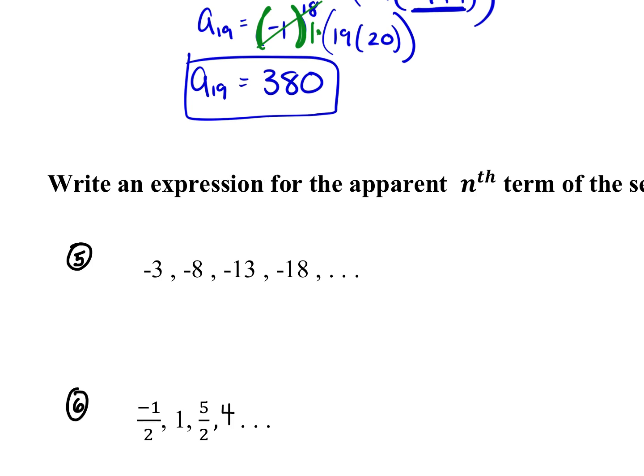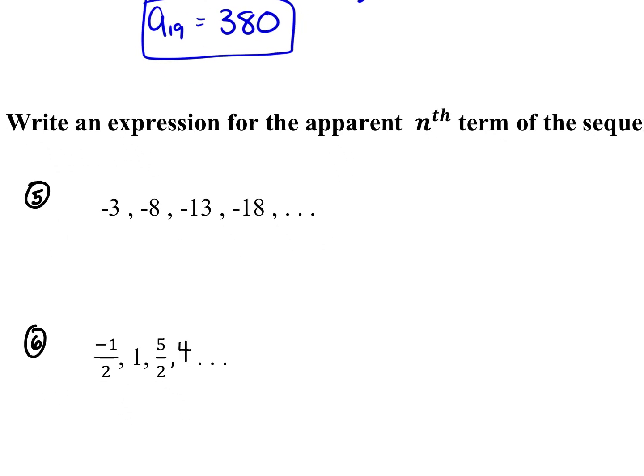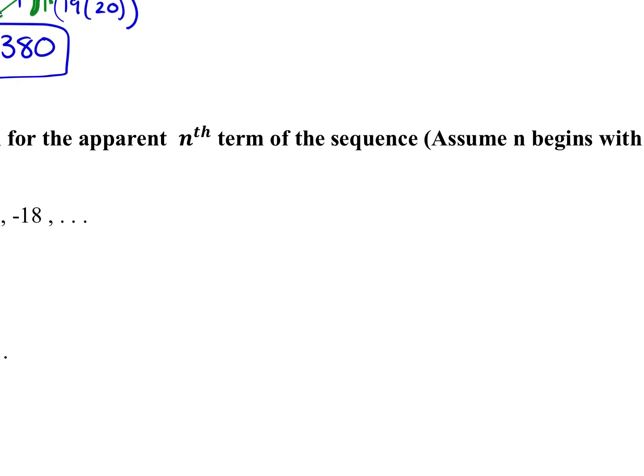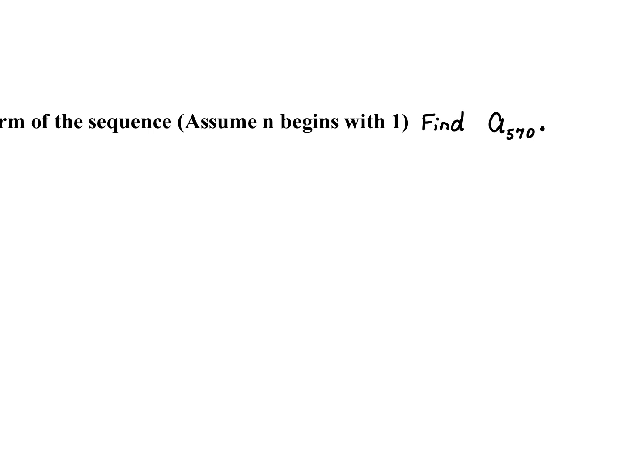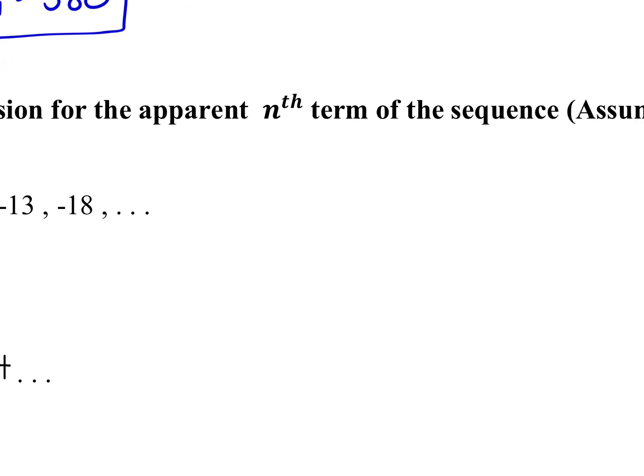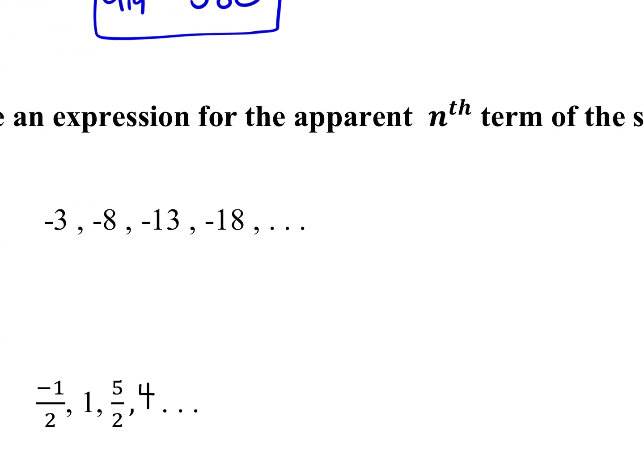All right, let's do 5. This is write an expression for the apparent nth term of the sequence. Assume n begins with 1, and then find the 570th term. So when we have to write an expression or write a rule for the nth term, that's when we have to use our formula a sub n is equal to a sub 1 plus n minus 1 times d. So this one you have to have memorized for tomorrow.